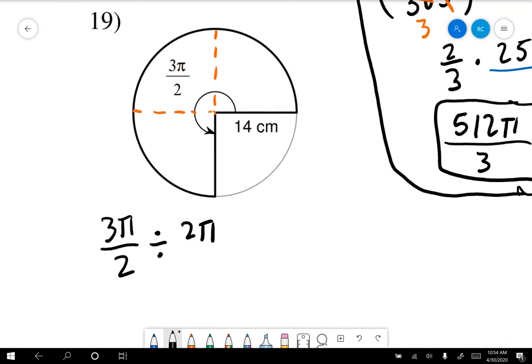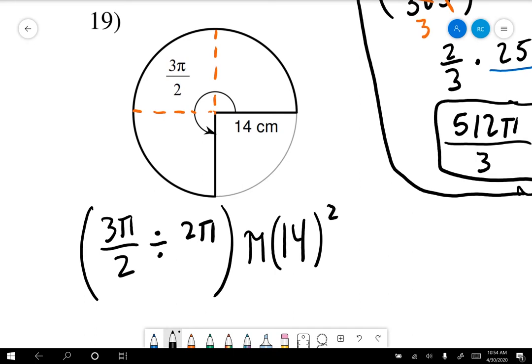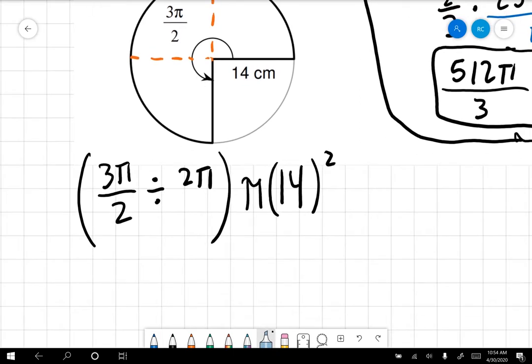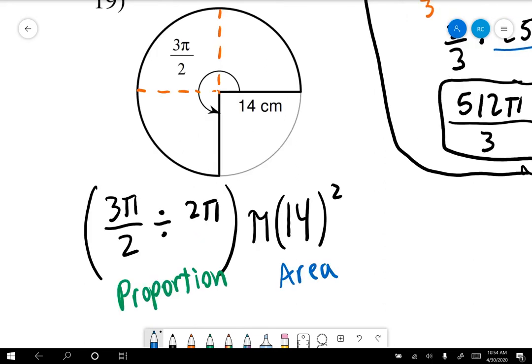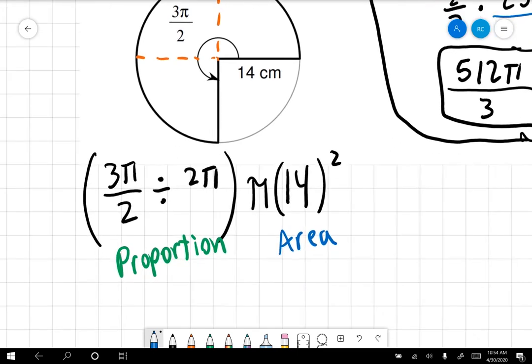And that's going to tell us how much of the circle we have, but I'm pretty sure it's going to be 3/4. And then we're going to take that and multiply it by pi times the radius squared. So again, we have proportion and we have area. Notice that radians, though it does make arc length a lot easier, doesn't really make sector area any easier or more difficult. It's really kind of the same.